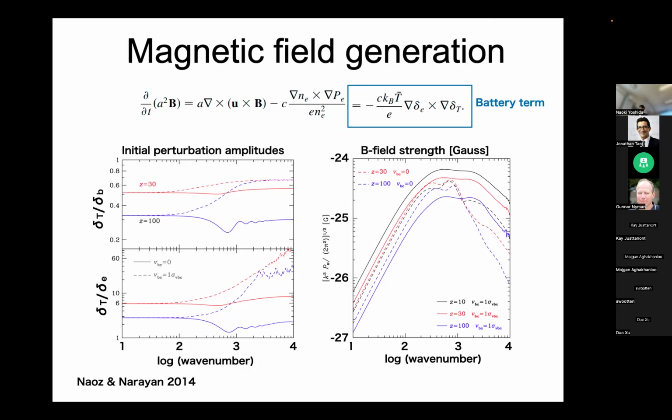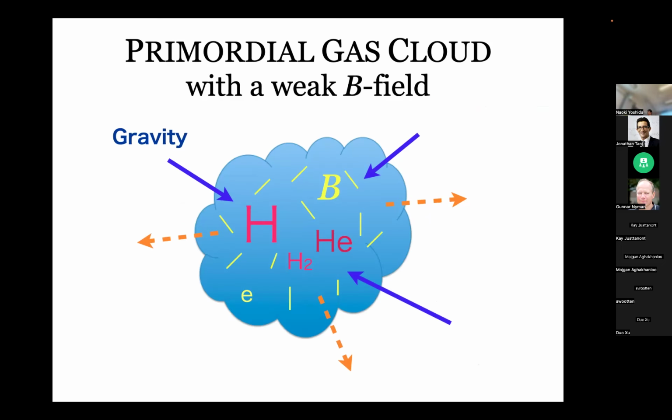So this gives a natural way of seeding the magnetic field, even at such an early epoch, without really invoking, say, phase transitions and some exotic physics in the early universe. Okay, so I need to modify slightly this simple picture of a primordial gas. Very likely, this primordial gas was at least weakly magnetized because of that effect.